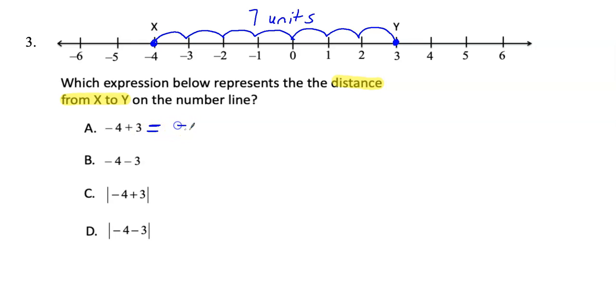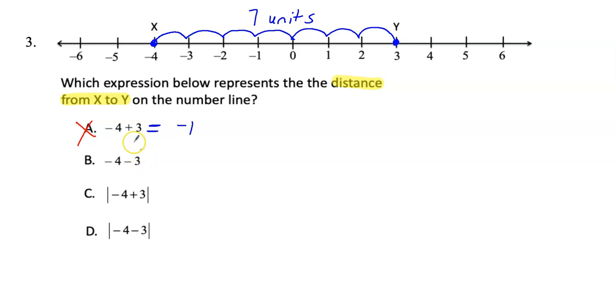Well, that's -1. If you're not sure, just use your number line. Start at -4, and then addition means move to the right 3 units. So I'll start at -4, and I'll move to the right 3 units. 1, 2, 3. Well, that's -1. That doesn't match up with 7. Let's go to B.